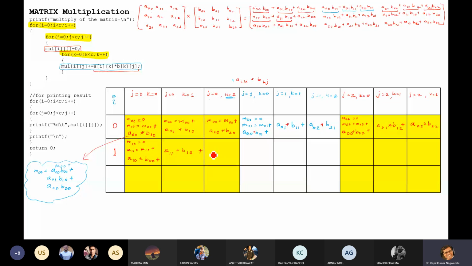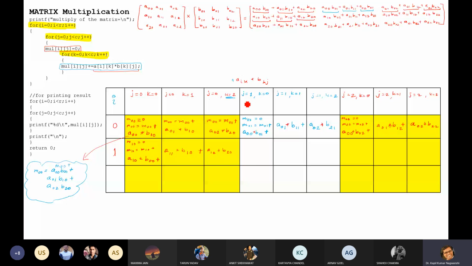We are adding the next term. So this is a. What is the value of I? This is 1. K is 2 multiplied by b kj 2, 0. Okay. So this is 1, 2 and 2, 0. Now K is completed.